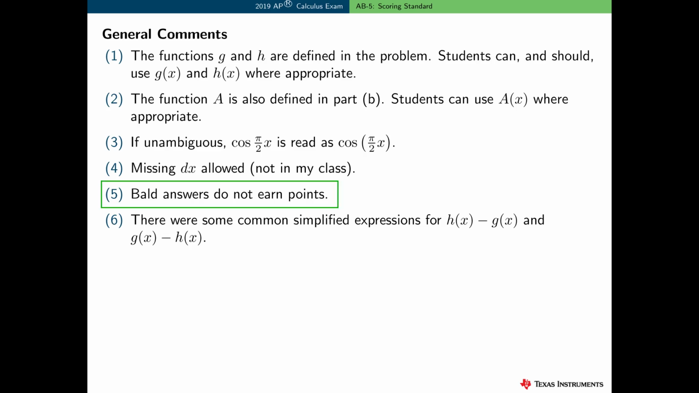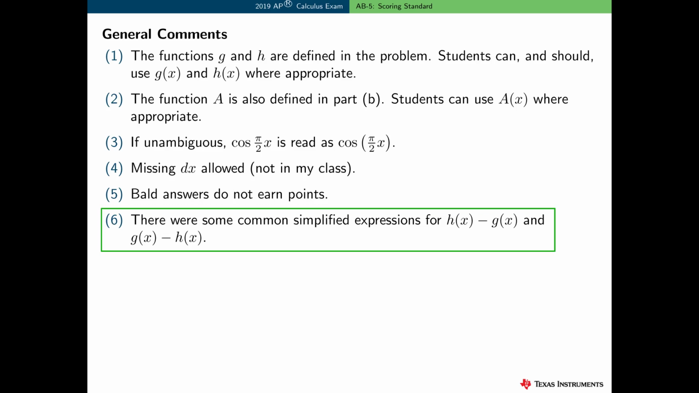Bald answers do not earn points. That is, answers without any supporting work where some is expected. And there were some common simplified expressions for these differences that students presented, and that was okay.